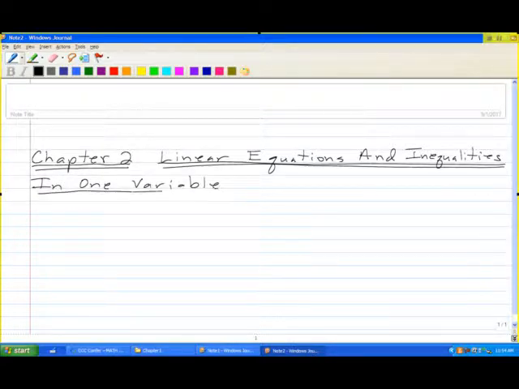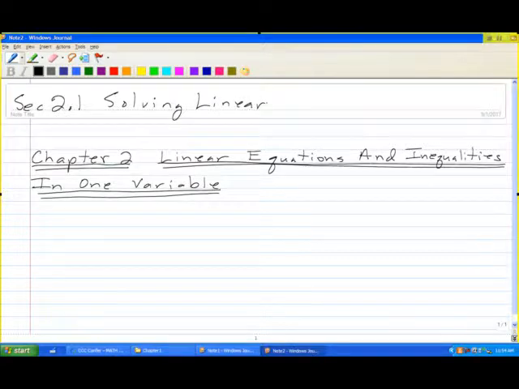So now we're going to start discussing equations. And I'll give you techniques for solving equations, for solving inequalities. And in this particular chapter, we're going to be talking about linear equations and linear inequalities. And we'll just start out with one variable. So section 2.1, solving linear equations in one variable.